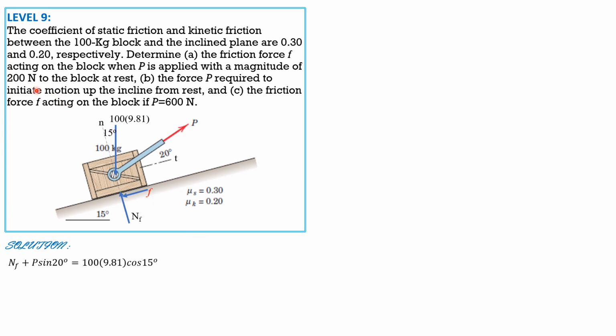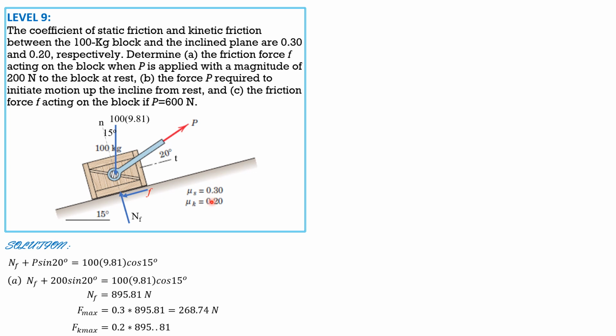Since the magnitude of P is 200 newtons, substitute here. So NF plus 200 sine of 20 degrees equals 100 times 9.81 cosine of 15 degrees. Solving for NF, NF is equal to 895.81 newtons. The maximum frictional resistance is mu s times NF. So 0.3 times 895.81, and that is 268.74 newtons. Then Fk max is 0.2 of 895.81, and it is equal to 179.60 newtons.